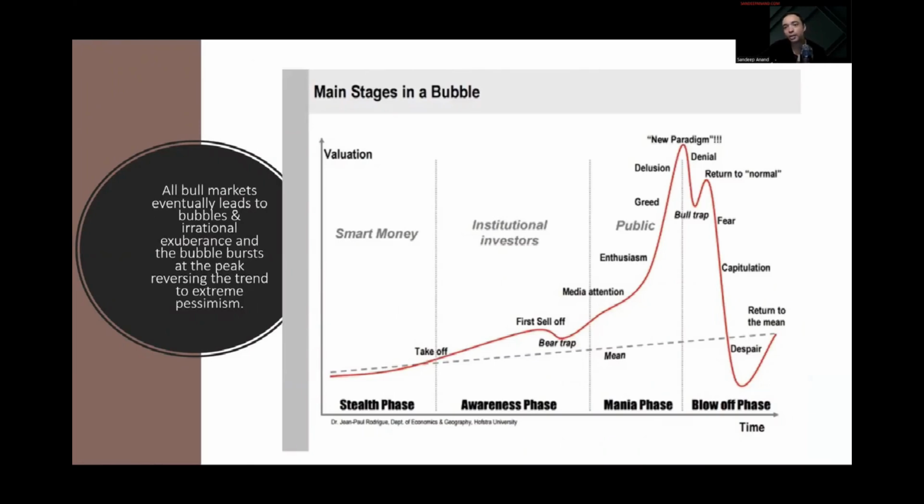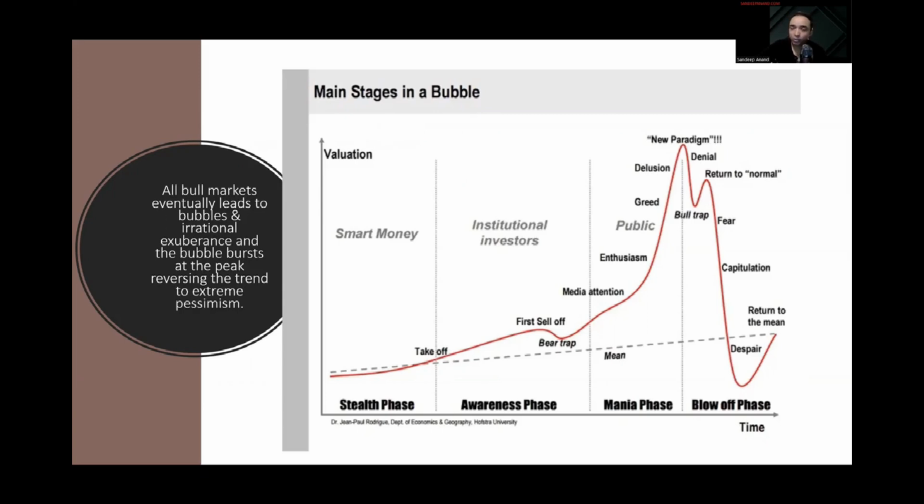This goes on and on over the last century since the stock market has existed. I've taken a snapshot of a slide that was created by Dr. Jean-Paul Rodrigue, Department of Economics and Geography. I wanted to bring that point here. He has beautifully put it. I was looking for a particular chart that shows the stages in a bubble. The initial stealth phase, then the awareness phase, then the mania phase, and then the blow-off phase. We went through the whole cycle recently.